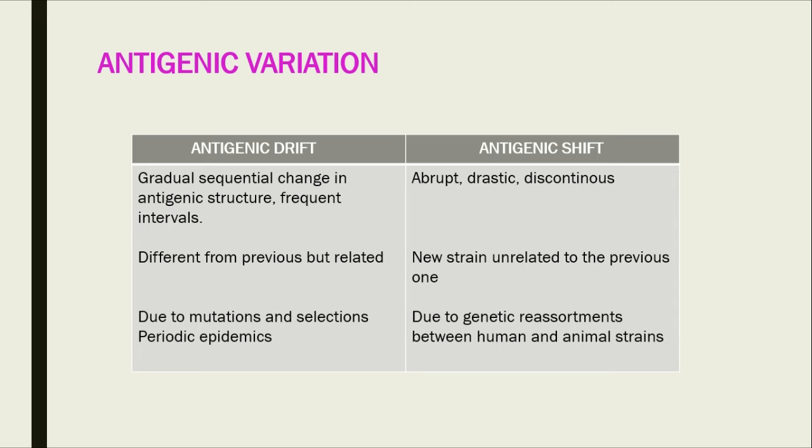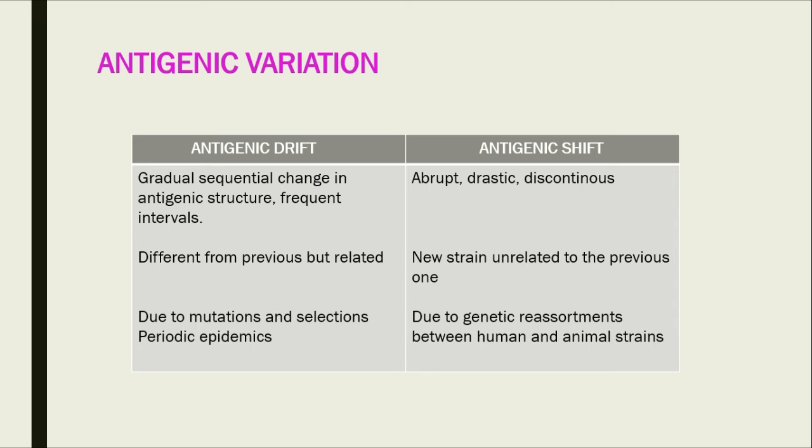So imagine I produced a vaccine for the H1N1 virus, but in the next epidemic it will come as H1N2. So the vaccine I produced for H1N1 will be useless for H1N2. That's a new variety, so it's completely different.